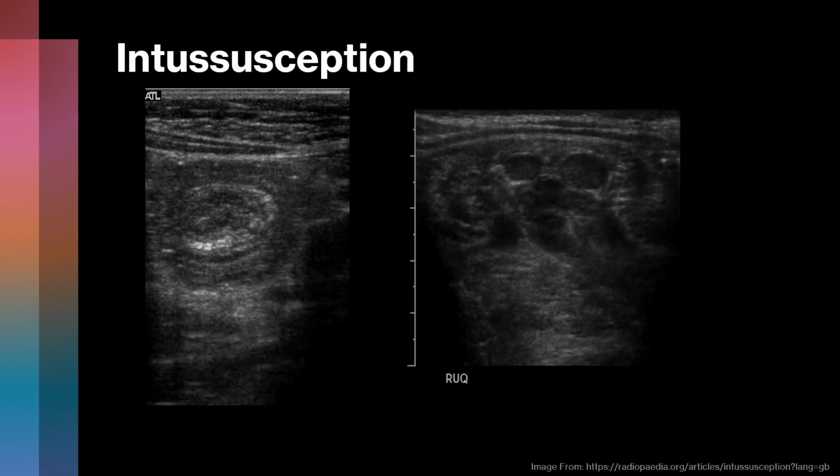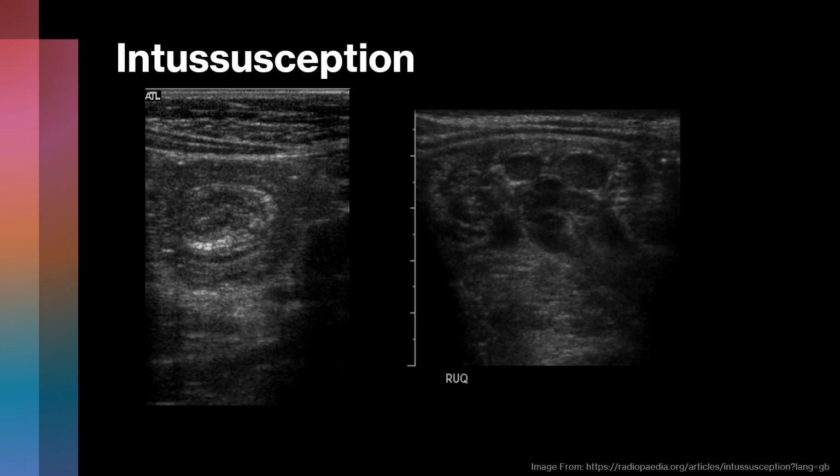Our final condition that we are going to consider is intussusception, and this is commonly seen on ultrasound. On the left you've got an example of a target or a donut sign, and on the right you've got an example of the pseudo-kidney sign, which is formed due to the longitudinal appearance of the intussusception resembling a kidney.